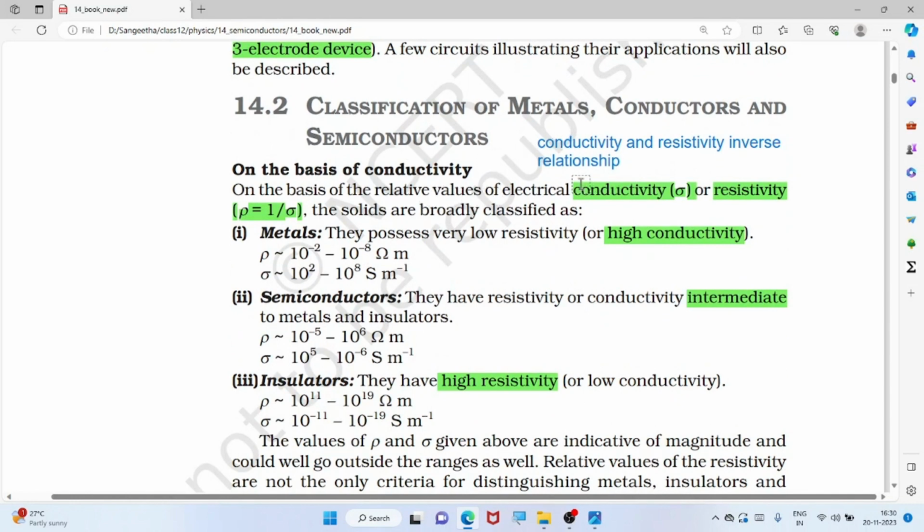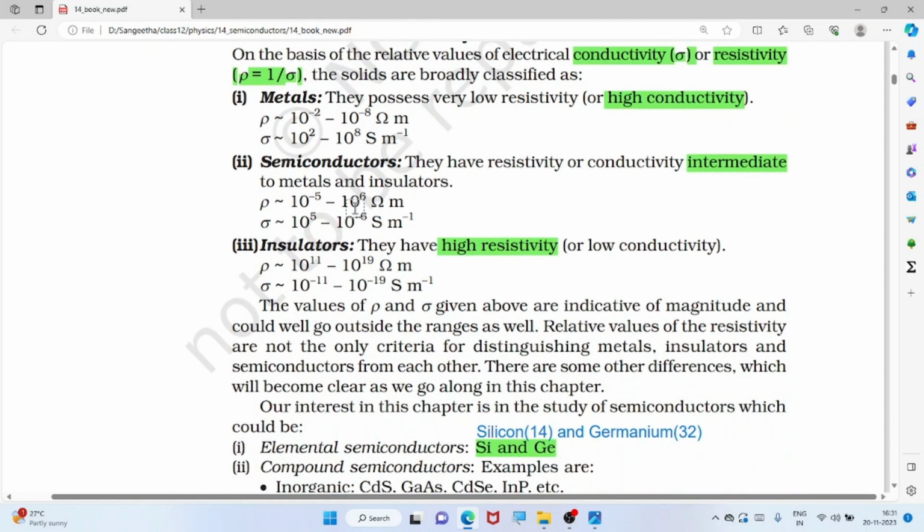Classification: conductivity and resistivity. Conductivity is inversely proportional to the resistivity. That means more resistive means less conductance. So resistivity is inversely proportional to conductivity, or conductivity is inversely proportional to resistivity. You can say either way. Metals have the higher conductivity, semiconductors are intermediate, whereas insulators have higher resistivity. Okay, metals higher conductivity, insulators higher resistivity, semiconductors in between.